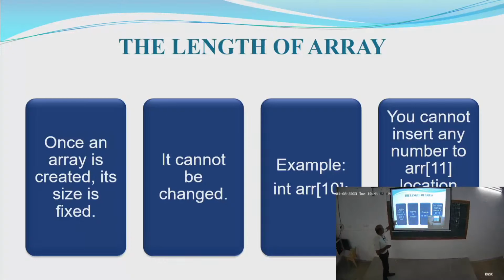Once an array is created, its size is fixed. Suppose the array is int a of 10, then the array size is 10 because memory is allocated for up to 10 values only, and it cannot be changed. Int a of 10 means we can store only 10 values, but the array size should be a positive value. The array index starts with 0. So a of 0 to a of 9, totally 10 values. Suppose we need to insert an extra value, an 11th value, in this array, that is not possible. It will make an error.